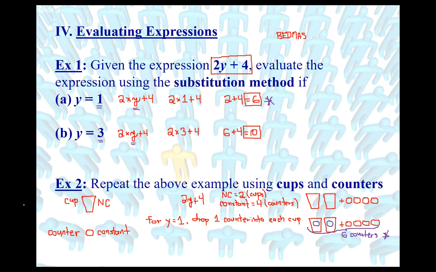Okay, well, how about for y equals 2? Okay, so we'll do B. So if y equals 2, what we want to do is now we're going to drop a different number of counters into each cup. So instead of dropping 1 counter into each cup, this is y equals 3, not 2. We're going to drop 3 counters into each cup.